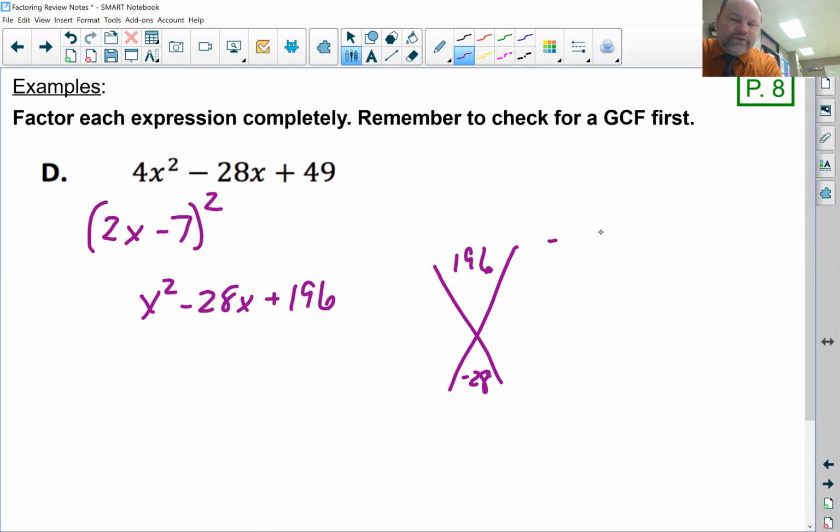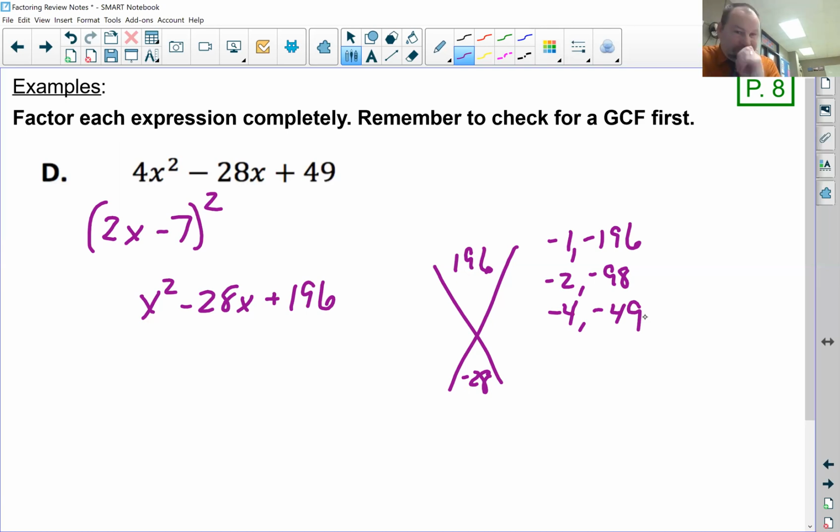So -1 and negative 196. That doesn't add to negative 28. -2 and negative 98. That doesn't add to negative 28. 3: if I add the digits, I get 16. That's not evenly divisible by 3, so 3 is not a factor. 4, I know, is a factor, basically because I got that by multiplying 4 and 49, but they don't add to 28. 5 is not a factor because 196 does not end in a 0 or a 5. 6 is not a factor because 3 is not a factor.